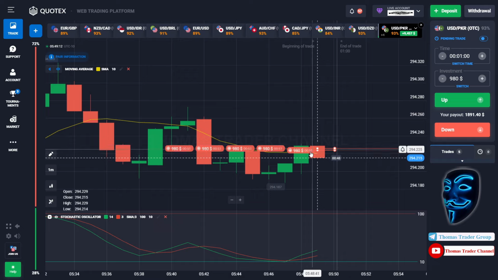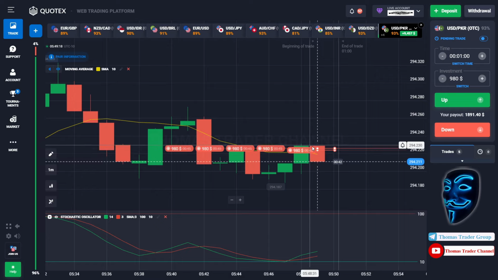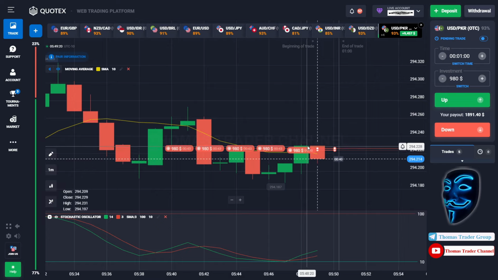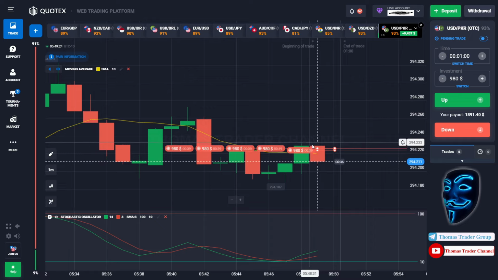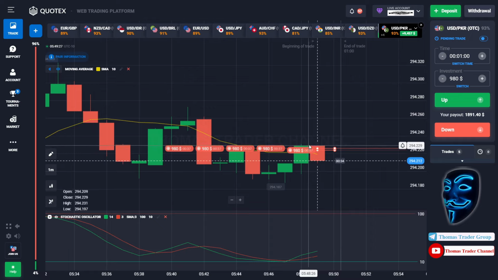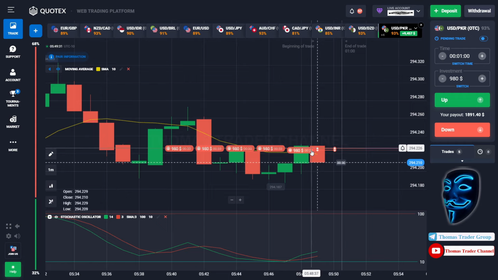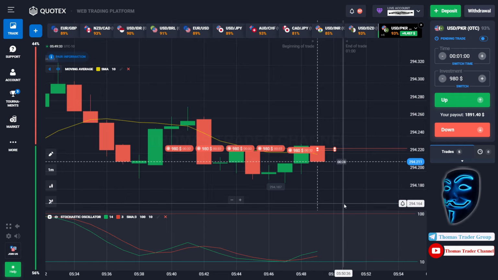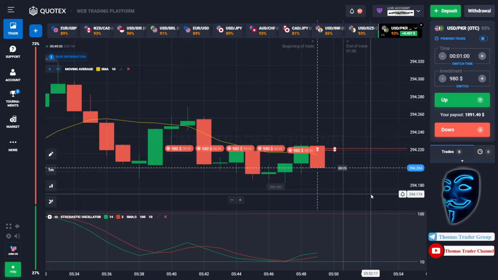As you can see, the market has just made a correction to the moving average line. Like what I said before, after the market makes a correction to the moving average line, the market will make a rebound. And it will continue the bearish trend. Let's pivot and let's wait till the end of our trade.